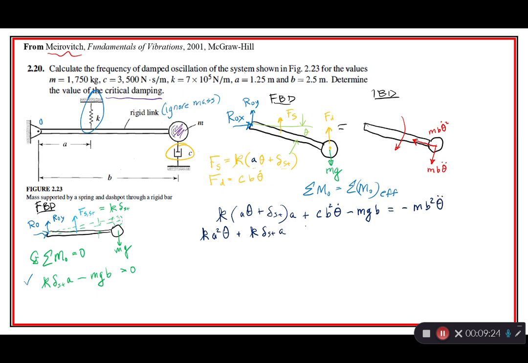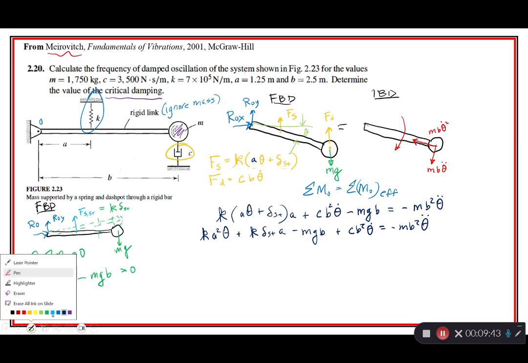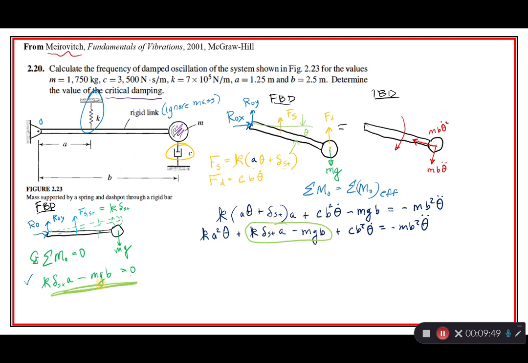Okay. So I'm going to move this minus mgb right to there, and so it jumped over. cb squared theta dot equal to negative mb squared theta double dot. And just as we've seen before, but we haven't done it in a little while, that's why I'm doing this, we'll see that this guy right here is equal to 0, so we can ignore him.